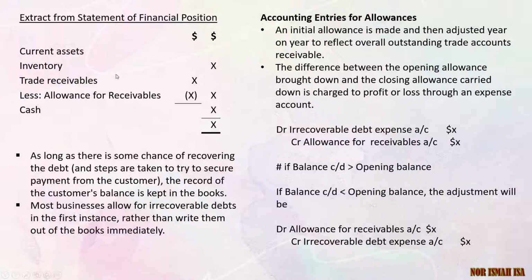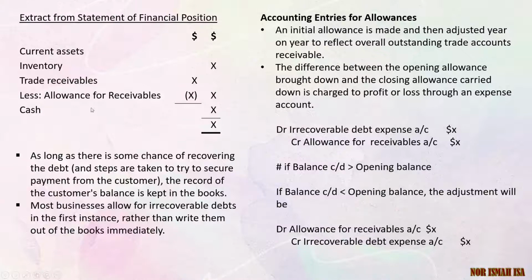So this is an extract from the statement of financial position, showing how the trade receivable is reported in this statement. This is the trade receivable, the amount that was recorded for all debtors, and we need to deduct the allowance for receivable that was estimated before. So this is the net receivable that is going to be received by the business.